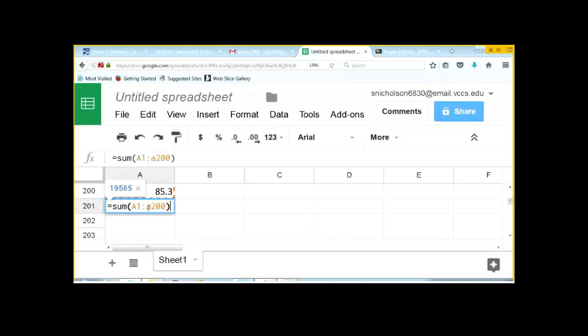Now I could have just highlighted these with my cursor. Yeah, it's everything in between. If you put a comma, A1, comma, A200, then it would just be averaging those two numbers. But if you do a colon, it does everything between the two.